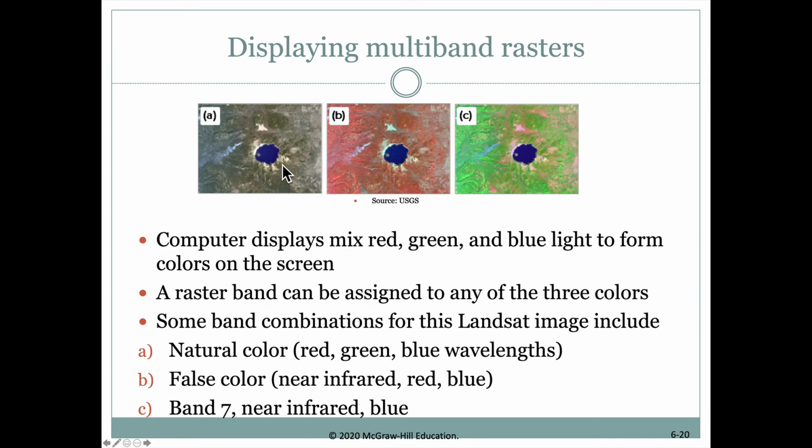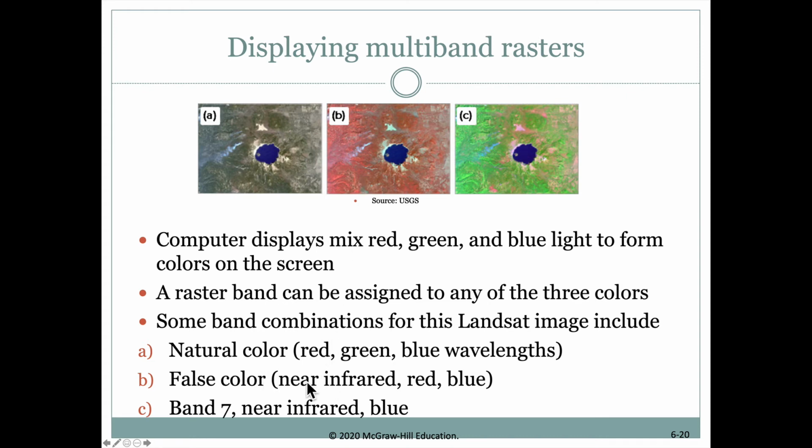And one we typically use would be something that's called a natural color, where what was measured in the red portion of the electromagnetic spectrum is assigned for display to the color red, what was measured in the green portion is assigned for display to the color green, and what was measured in the blue portion is assigned to the color blue. However, this is a common thing that we show because this highlights where healthy green vegetation is.